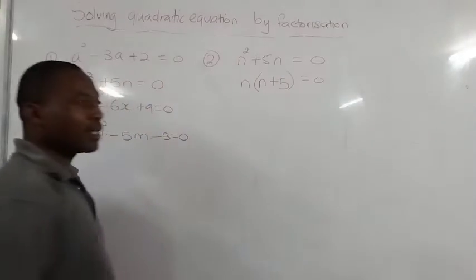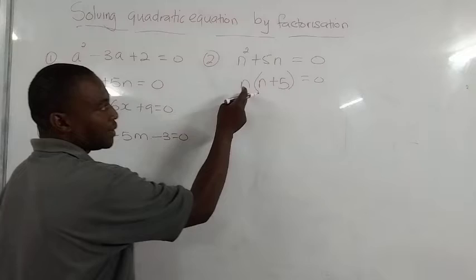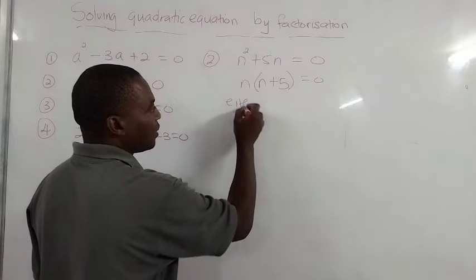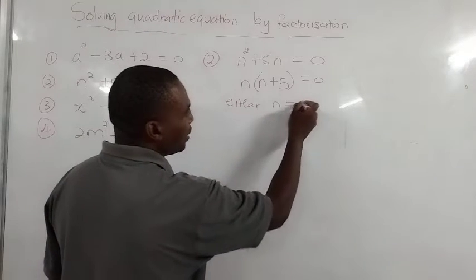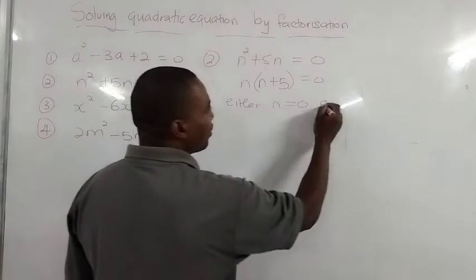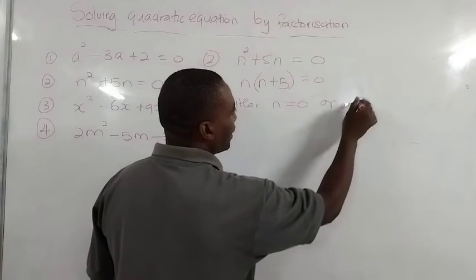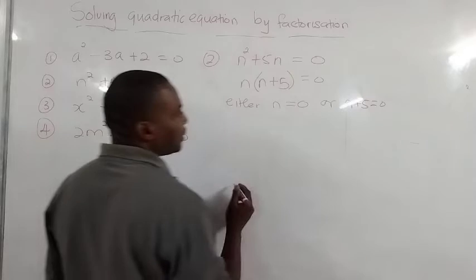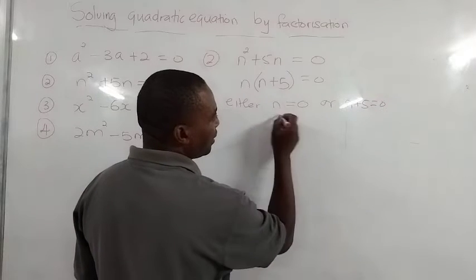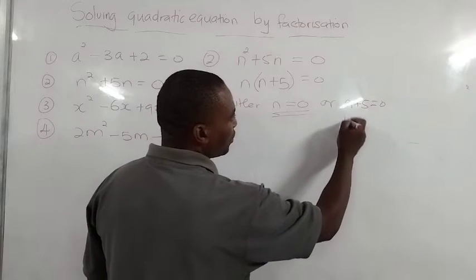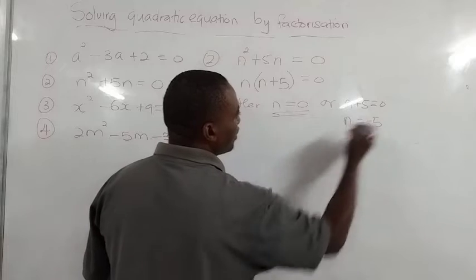And then you apply the 0 rule. It is either n that will be equal to 0, or it is the bracket n plus 5 that will be equal to 0. So it's only this one, this is fine. So from this one, n will be equal to negative 5.